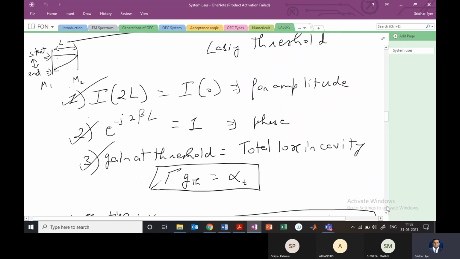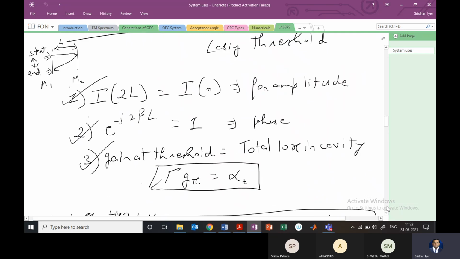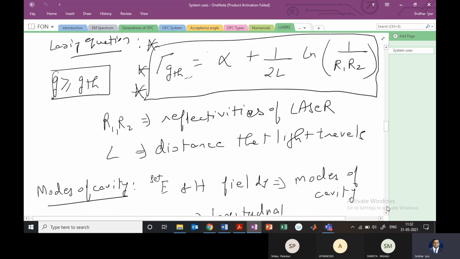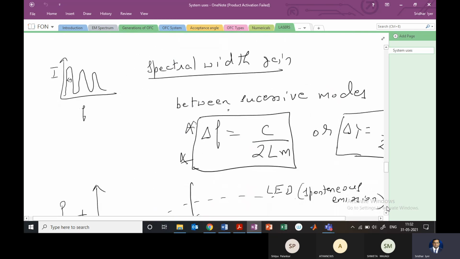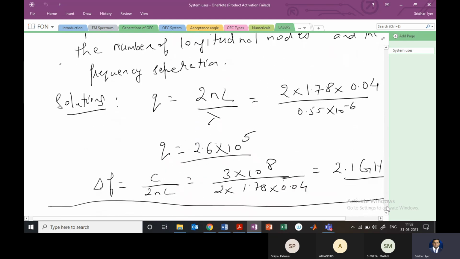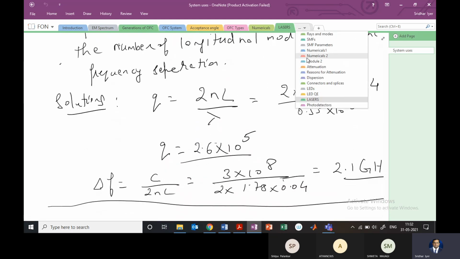Then we looked at the lasing operations, the equations. I'm not repeating that. That mathematics is already done. What are the modes and how the characteristics look like, and the spectral width gain. So this mathematics we have done. We've solved one numerical also, right? So overall, we have done the optical sources, LEDs and lasers.